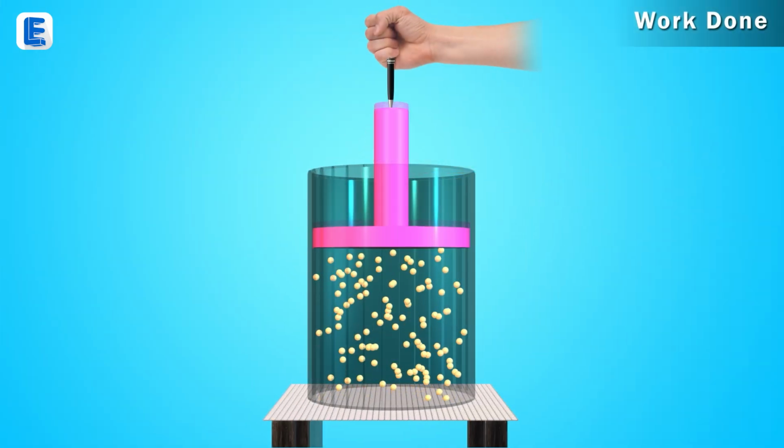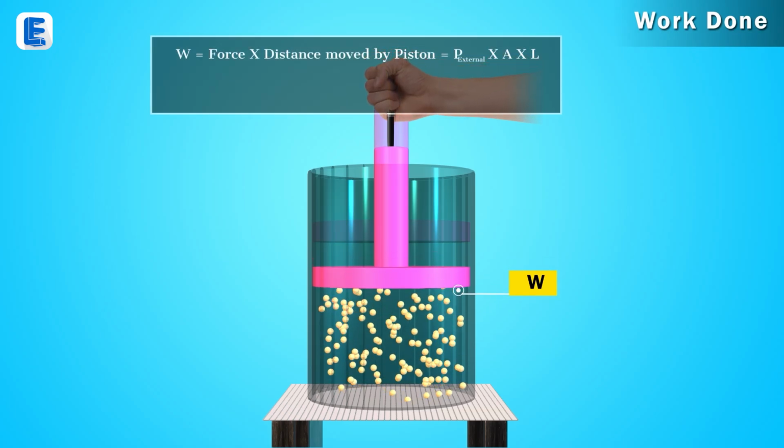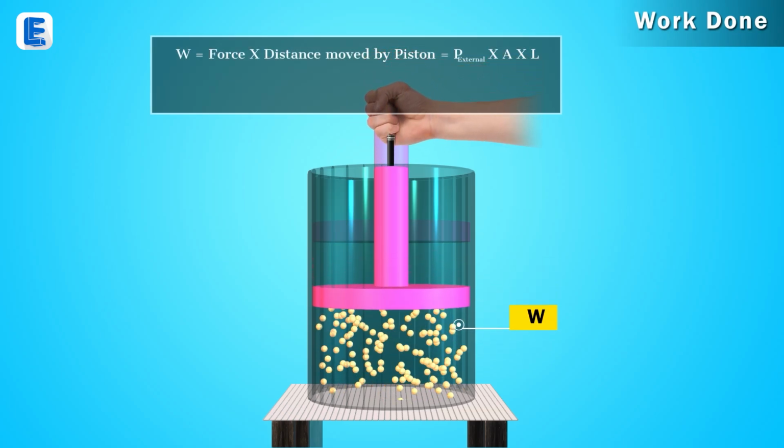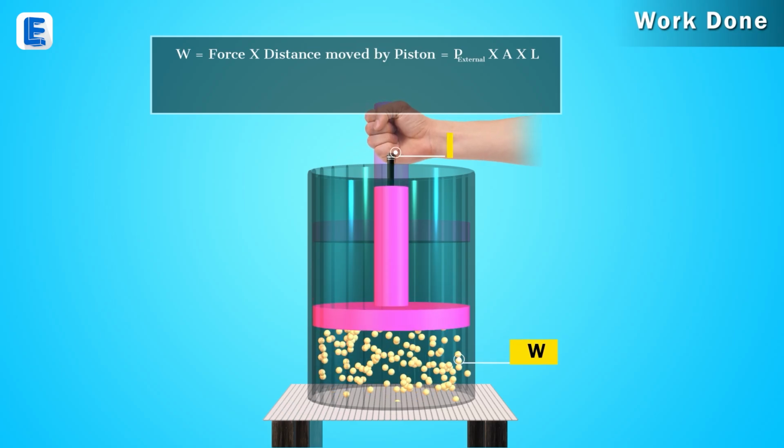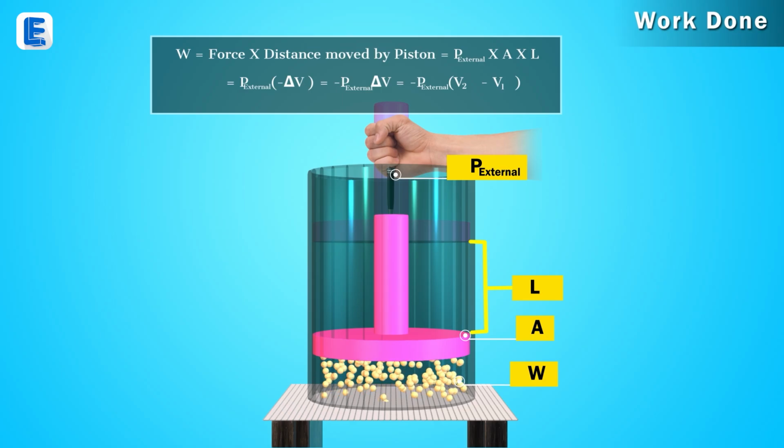If W is the work done by moving the piston on the gas, then W is equal to force into distance moved by piston. That is equal to P external into capital A into capital L. That is equal to P external into delta V, which is equal to minus P external delta V. That is equal to minus P external into (V2 minus V1).